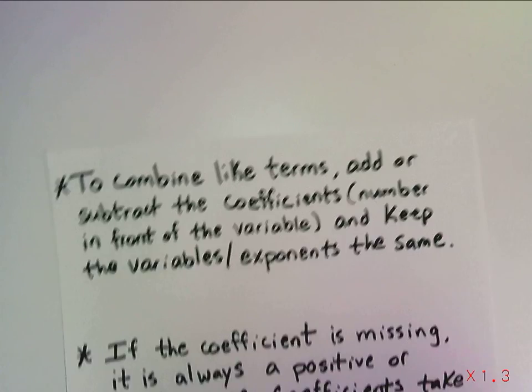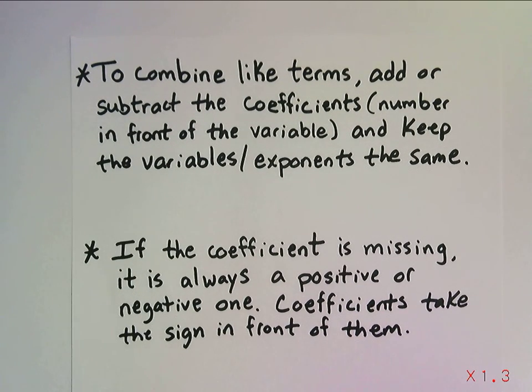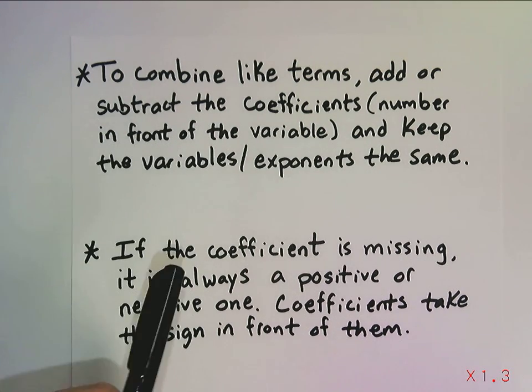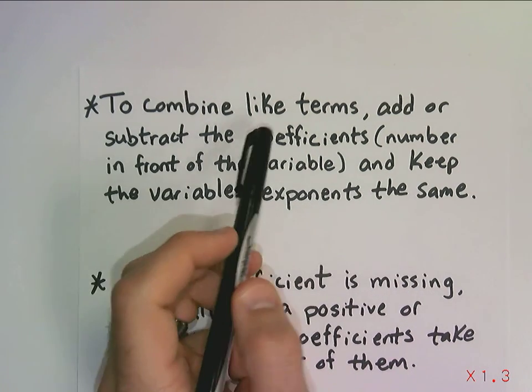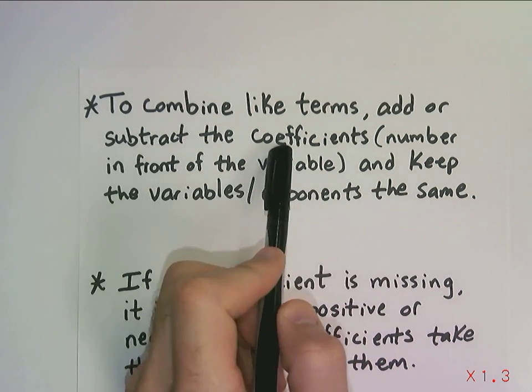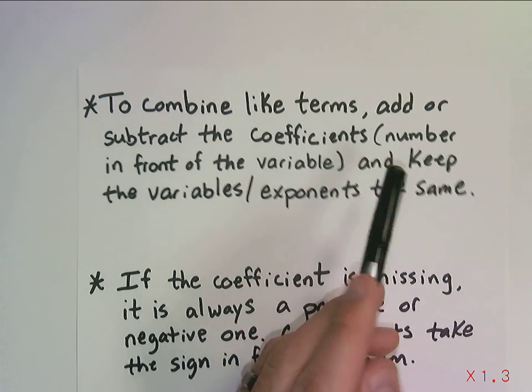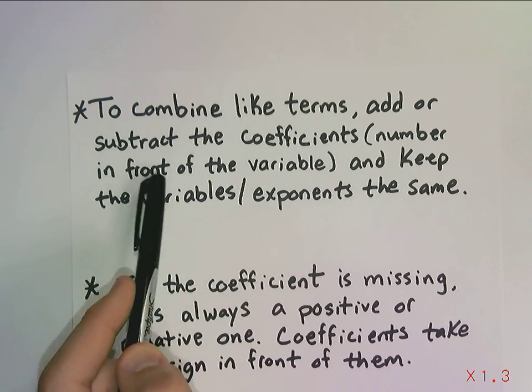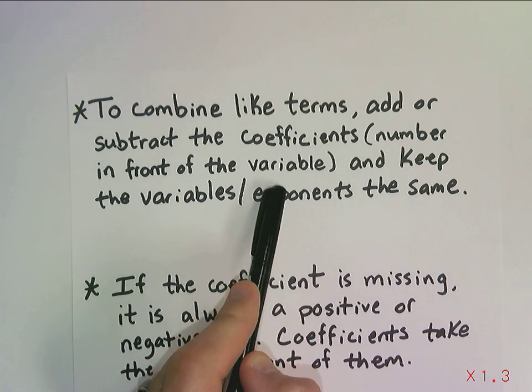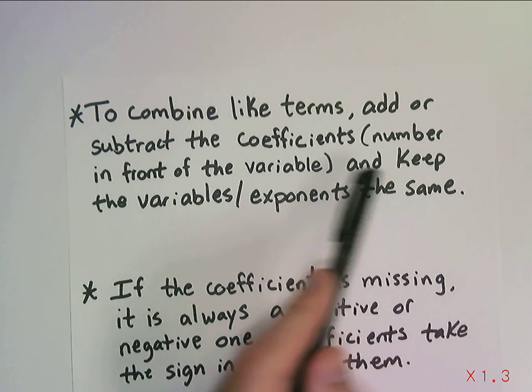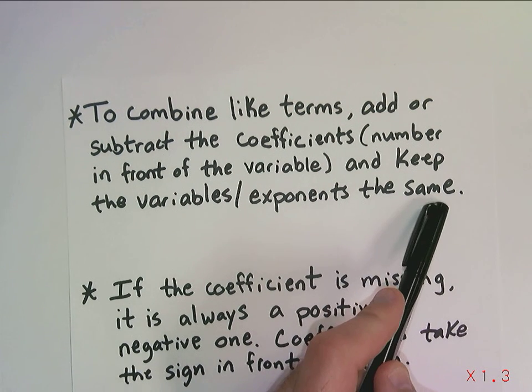And just another couple of side notes before we get into the actual problems with combining like terms. First, it says here that to combine like terms, add or subtract the coefficients. And if you don't know, coefficients are the number that is in front of the variable. And what you'll need to do is keep the variables and the exponents the same. So let's say that two problems had an x in them, let's say a 5 and a 4. We would add the 5 and the 4, which would give us 9, and the x would stay the same.